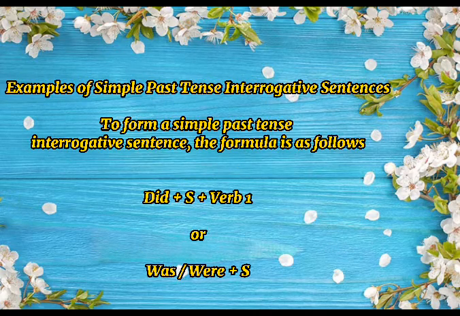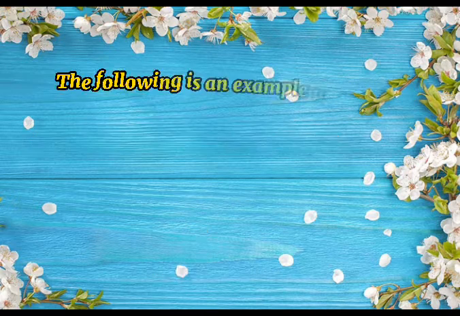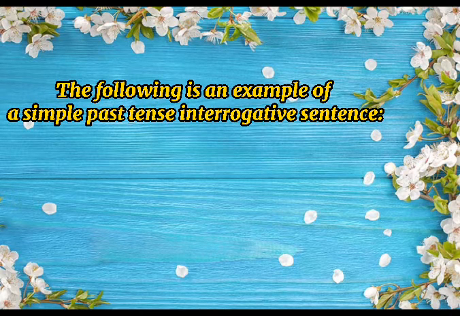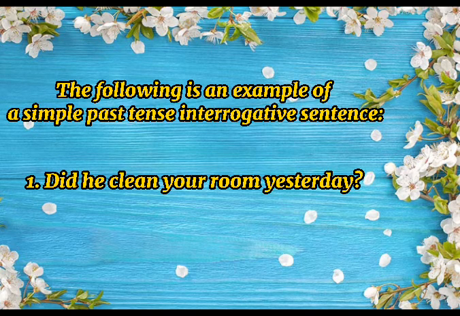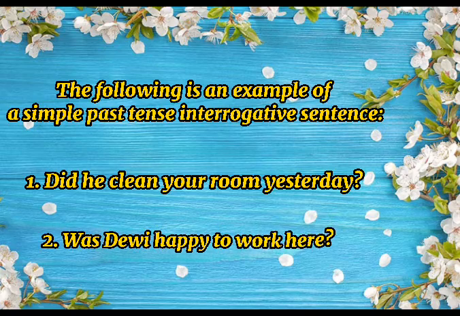Examples of simple past tense interrogative sentences. To form a simple past tense interrogative sentence, the formula is as follows: did plus subject plus verb 1, or was or were plus subject. The following are examples of simple past tense interrogative sentences. Did he clean your room yesterday? Was Dewi happy to work here?